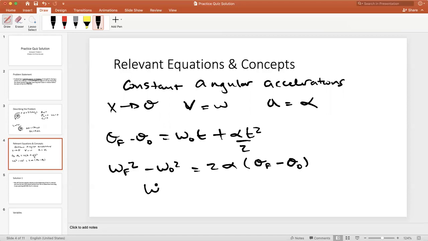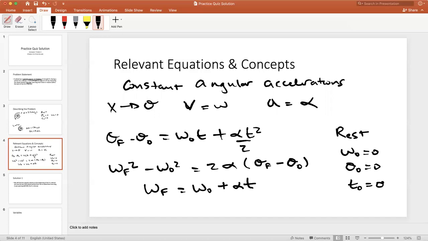And lastly, we're going to use the final angular velocity is equal to the initial angular velocity plus alpha times time, okay? And the fact that we began from rest simply tells us that omega initial was 0, theta initial we're going to assume is 0, and time we're going to assume began at 0, okay? Those are our relevant equations and our concepts. There are 2 other equations we could use, but we won't need them for this problem.